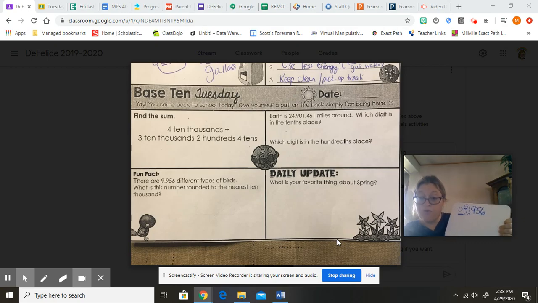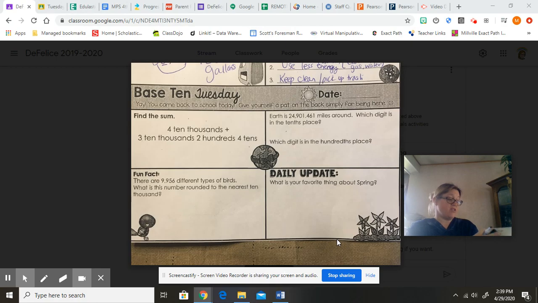This number tells you 4 or less, you're going to let that rest. 5 or more, you're going to up the score. So 9 is obviously more than 5, so we need to up this score to a 1. And from the circled digit all the way back to the ones turns into a 0. So 9,956 rounded to the nearest 10,000 would be 10,000.